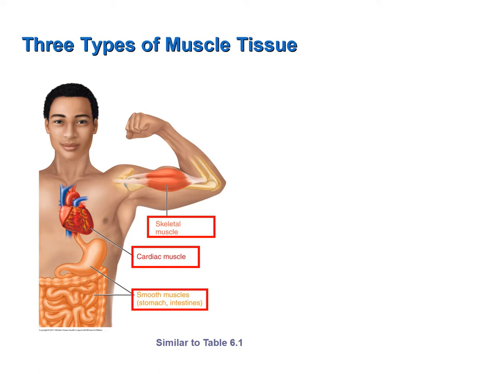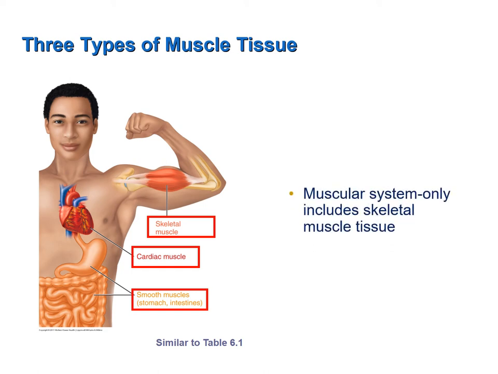There are two things that I would like to mention. One is that the term muscle can refer to tissue as well as an organ. So you can talk about skeletal muscle tissue or a skeletal muscle organ such as the biceps brachii. For the remainder of our discussion of muscles, we are going to focus on skeletal muscles because skeletal muscles are the only muscles that are part of the muscular system. The muscular system does not include cardiac muscle and also does not include smooth muscles. And the muscular system is the focus of our discussion on muscles.